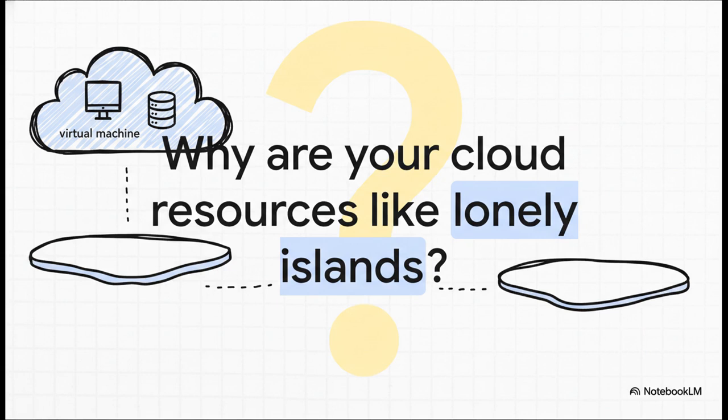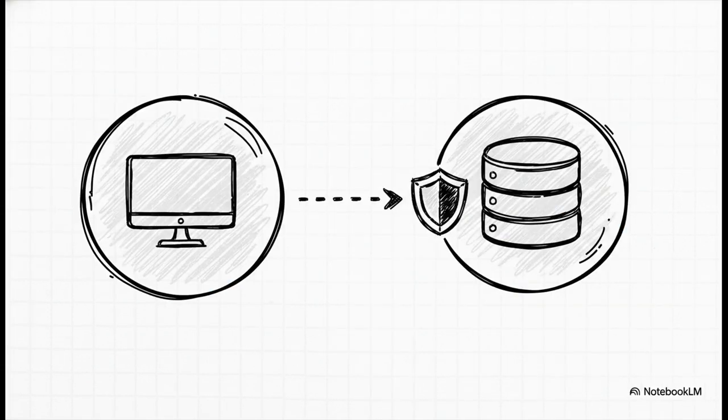Why is it that when you create new resources in the cloud, they're basically like lonely, isolated islands? You've got a brand new virtual machine over here, a database over there, but they can't see each other. They can't talk to each other. What's up with that? Well, believe it or not, that isolation is actually a feature, not a bug. It's all about security right out of the gate. But it's not super helpful when you need your web server to actually connect to your database, right?